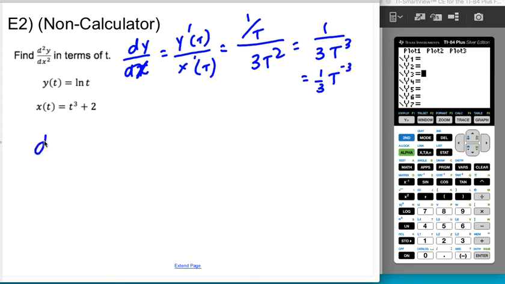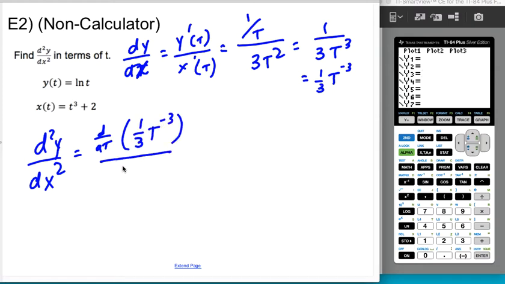So then to find my d squared y dx squared, right, I'm going to differentiate the derivative I just found, so I need to differentiate this thing, right, over dx dt, which I already did find to be a 3t squared, but I can find again.